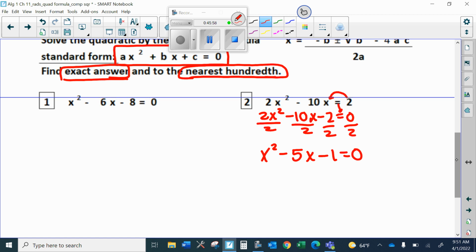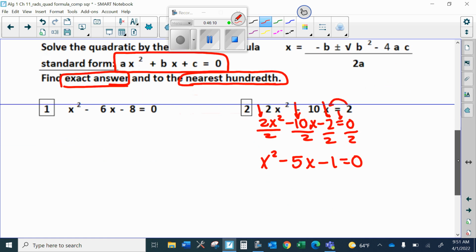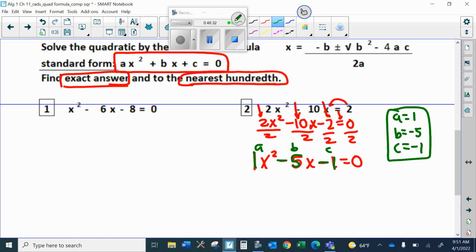Now, I could have used the 2x squared minus 10x minus 2 equals 0 and plugged in the a, b, and c right there into it, and I'd still get the same answer as if I go ahead and plug in this a, b, and c. So remember, there's my a, there's my b, and there's my c, -1. So I'm going to write that out. Again, a equals 1, b equals -5, and c equals -1.